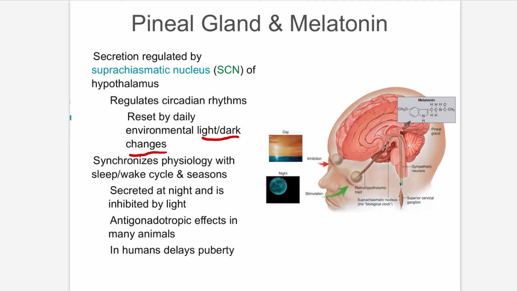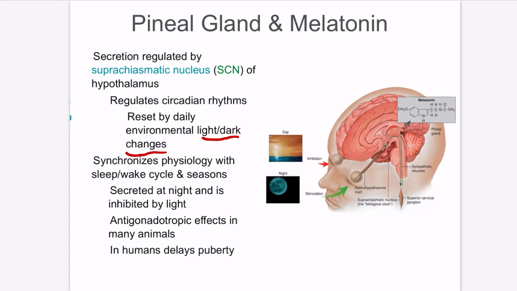And so, I just had a baby, and babies don't have this production of melatonin yet. And so you really need to teach their SCN of the hypothalamus to do this by exposing them to bright daylight during the day, and then when it's nighttime, making sure that it's really dark so that their pineal gland releases melatonin when they should at night. Because it is inhibited by light. It won't be released with light. And so when it's secreted at night, that makes you go to sleep.